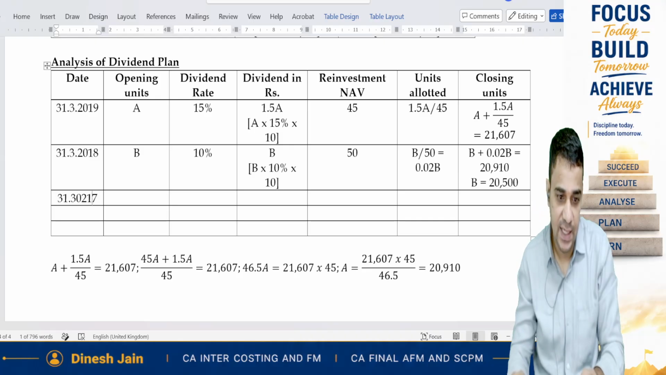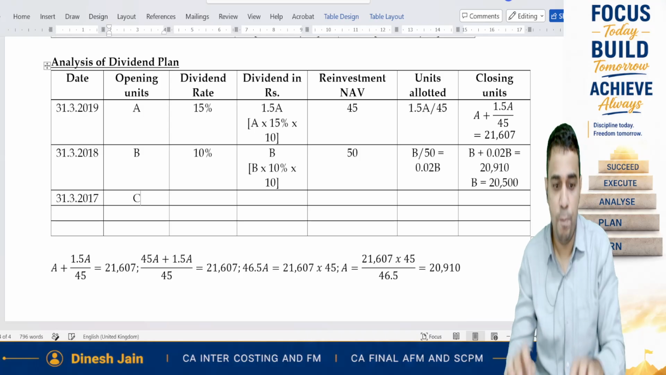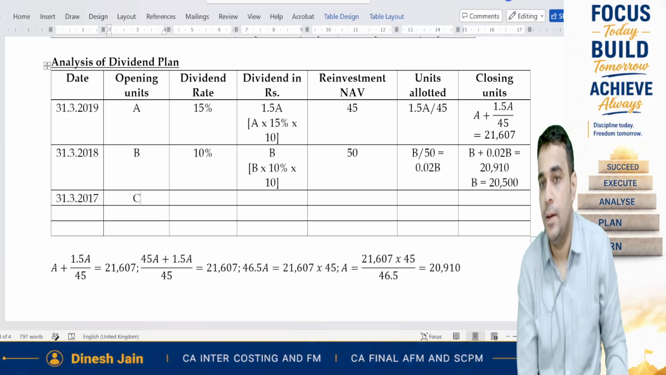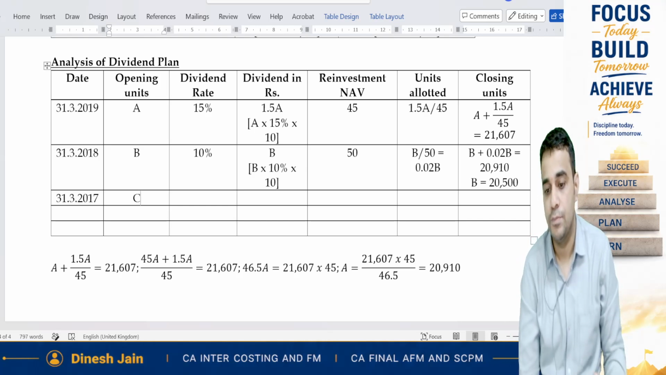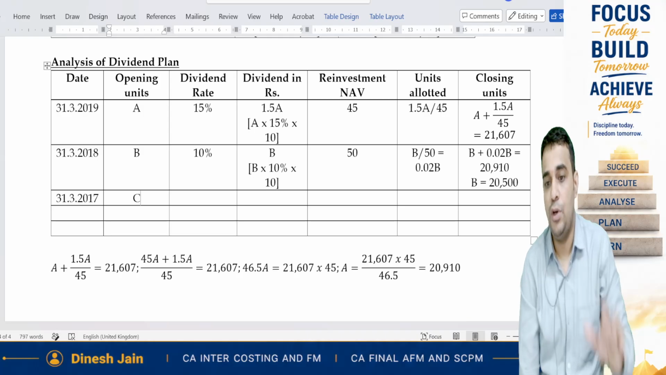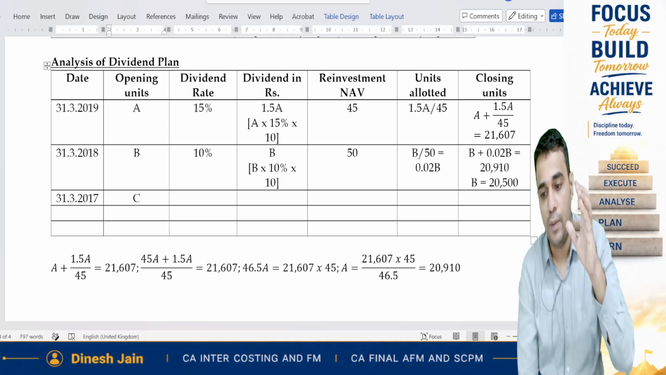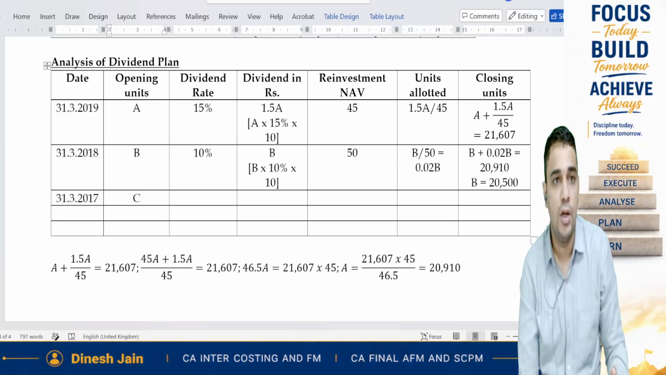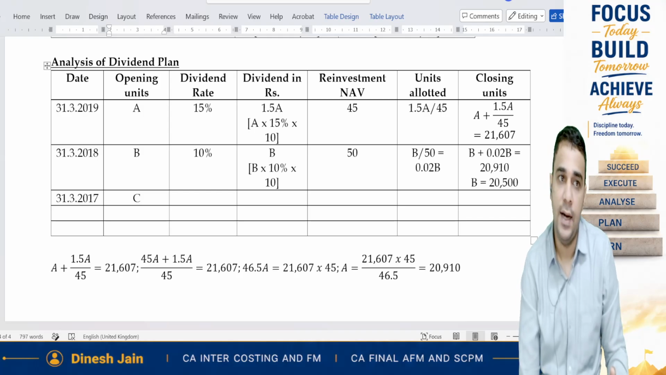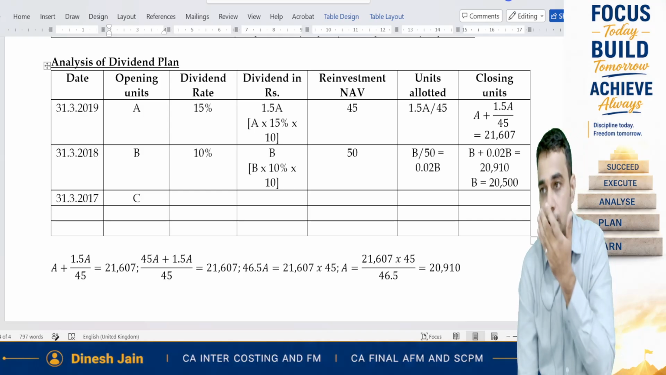Opening units is C here. First one was A, then B, and now C. From 21,607, I got 2910. From 2910, I've got 2,500. Any doubts till this?